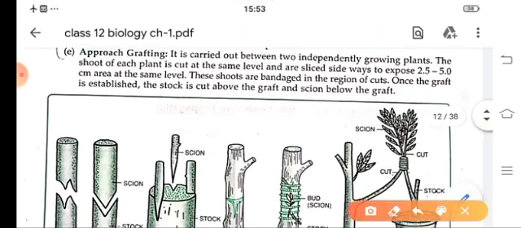Number fifth is approach grafting. Now in approach grafting, children, it is done on two independently growing plants. Now the shoot of each plant is cut at the same level and they are sliced sideways to expose near about 2.5 to 5.0 centimeter area at the same level. Now these shoots are again tied together at the region of cut, and once this grafting is done, the stalk is cut above the graft and scion is cut below the graft.